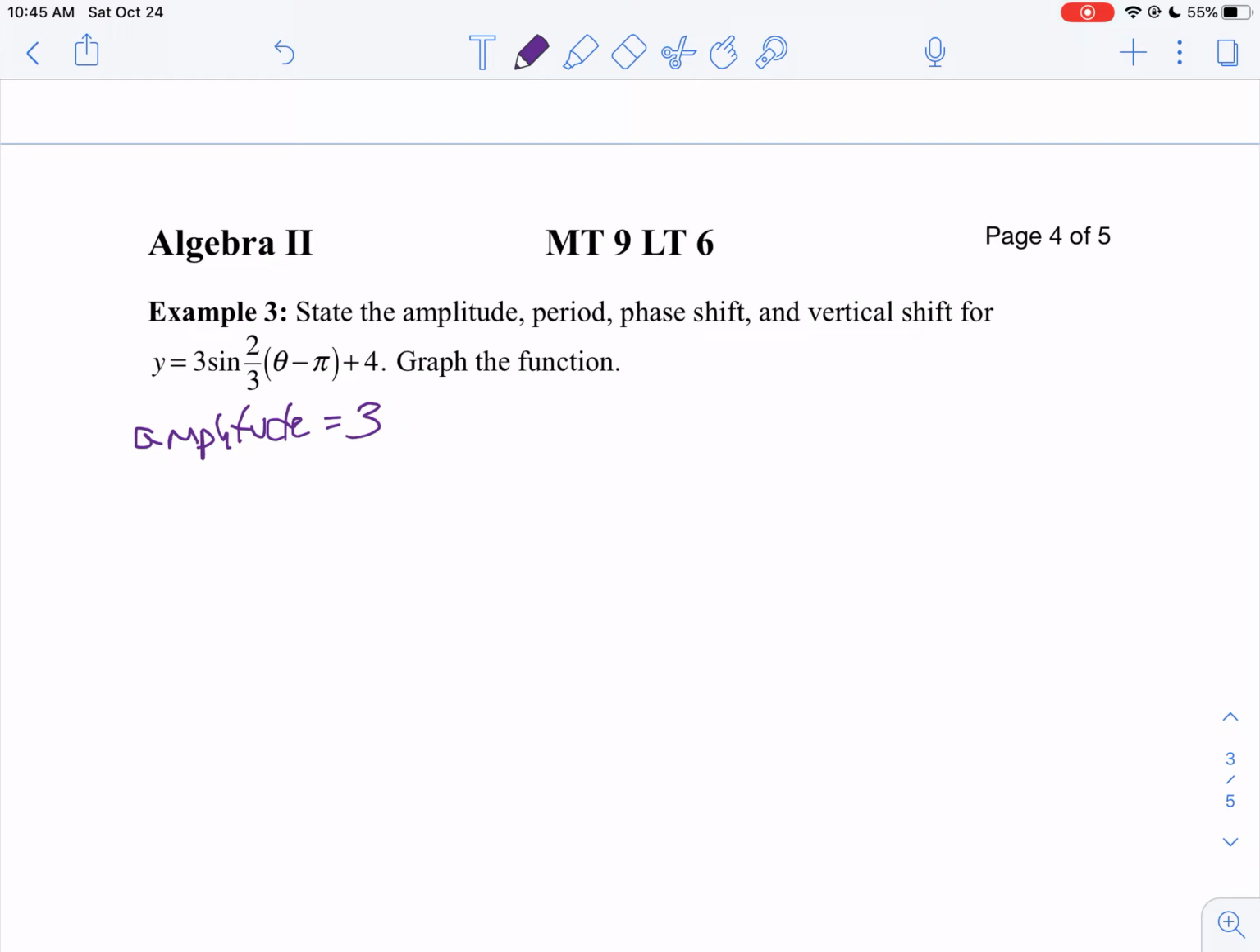The period is where we're going to use our 2/3. So the period, remember, is we take 2 pi divided by b, so 2 pi divided by 2/3. Well, the 2's reduce out, and you get 3 pi. Our phase shift is going to be pi. We're going to go pi to the right. And our vertical shift, we're going to be up 4.